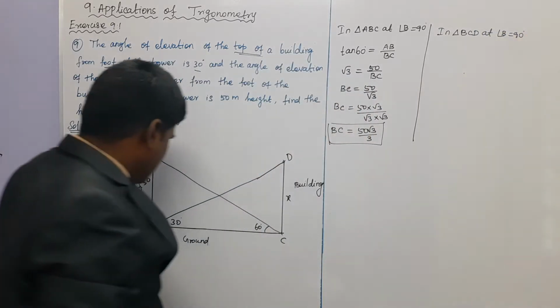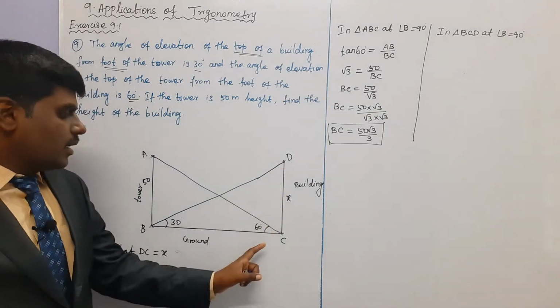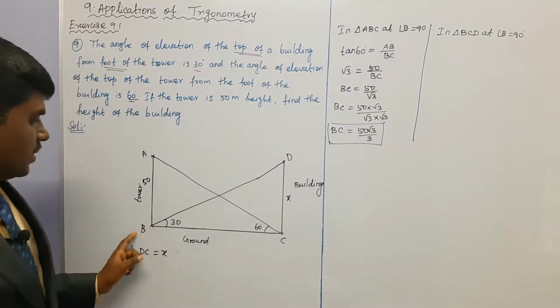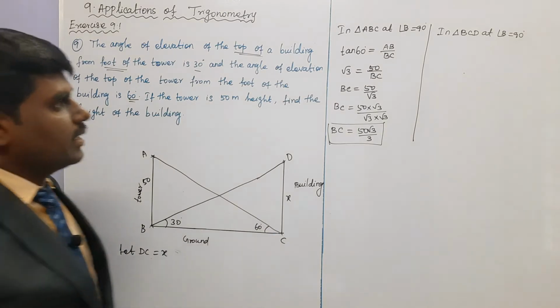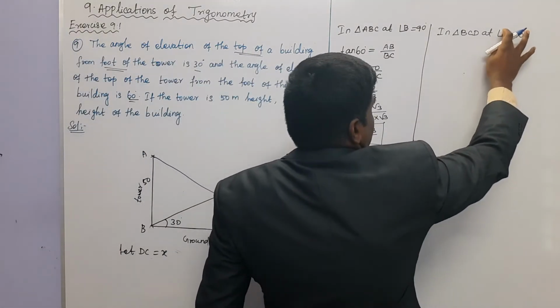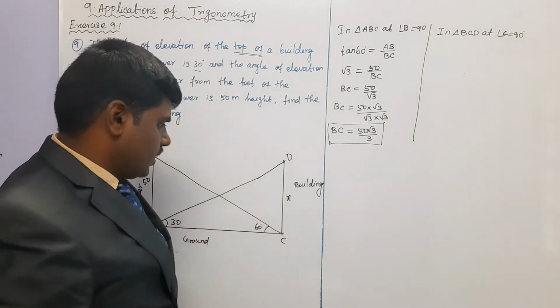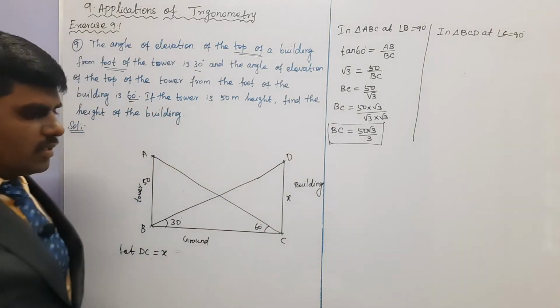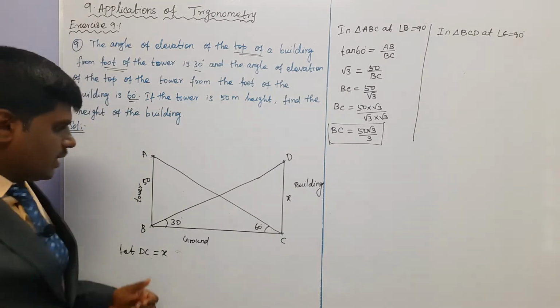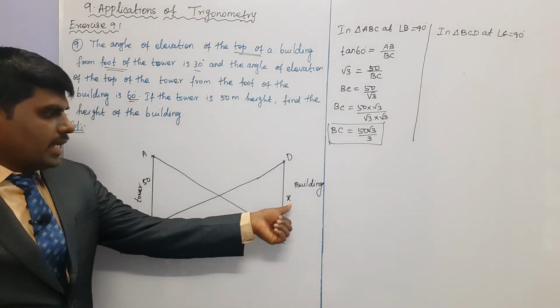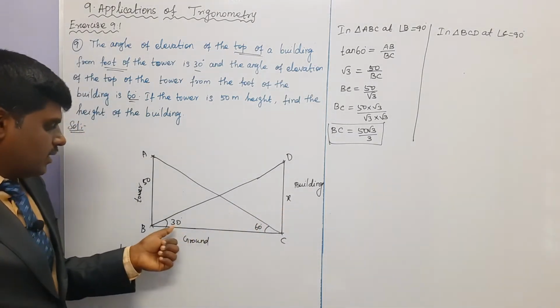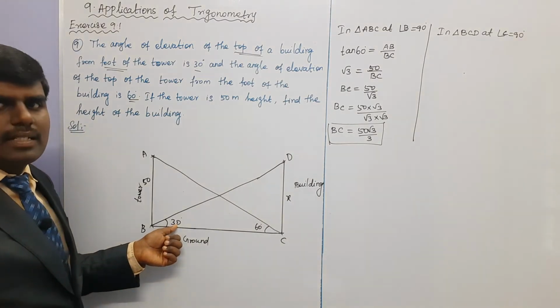Okay, in triangle BCD, C is 90 degrees. Is it clear? Now, here we need to find the x value. Here the angle is 30 degrees, so we use the tan 30 degree formula.